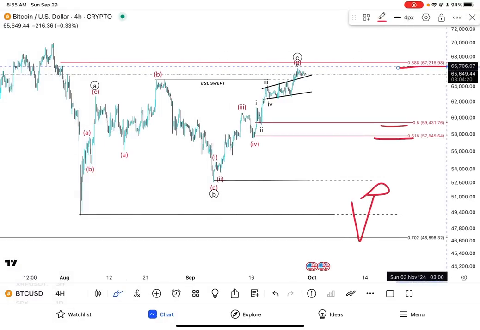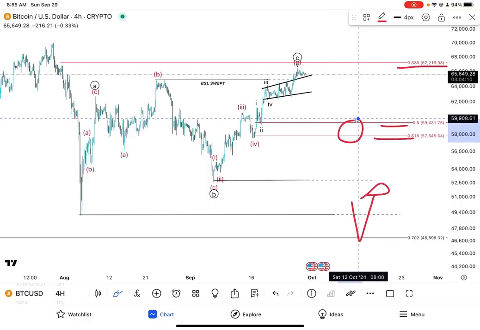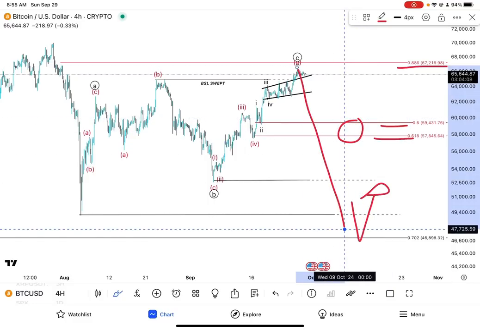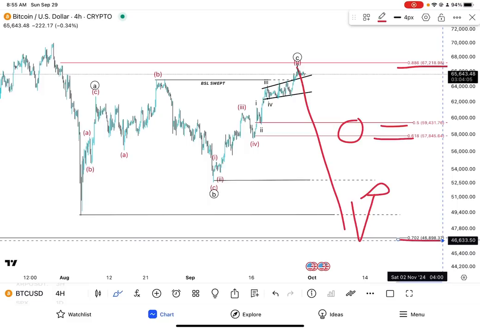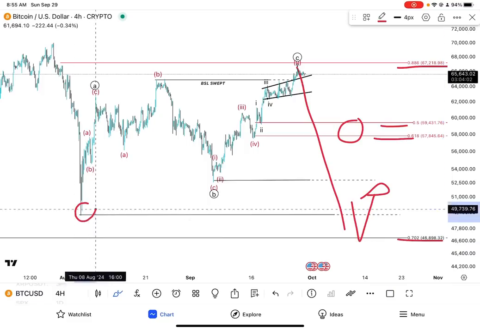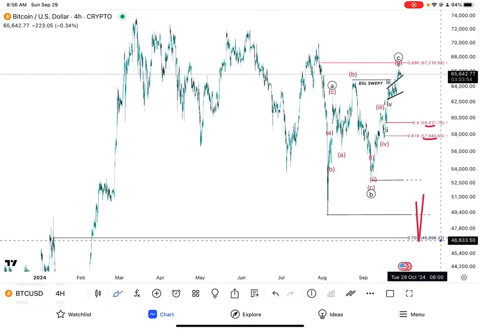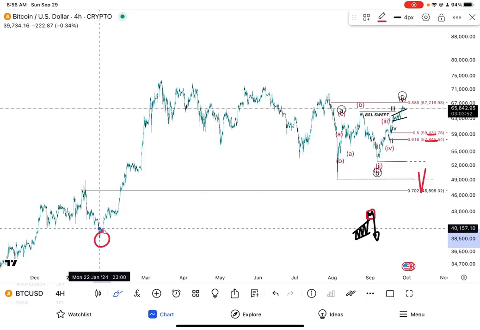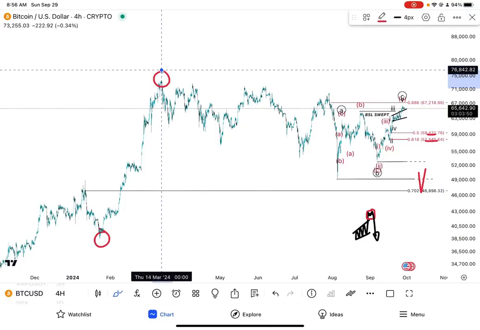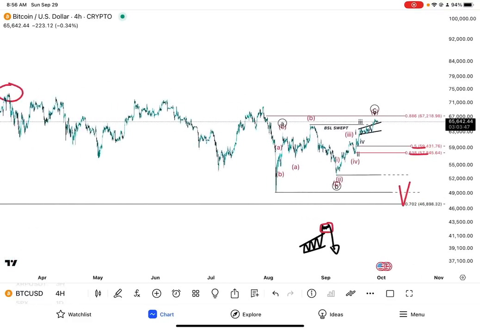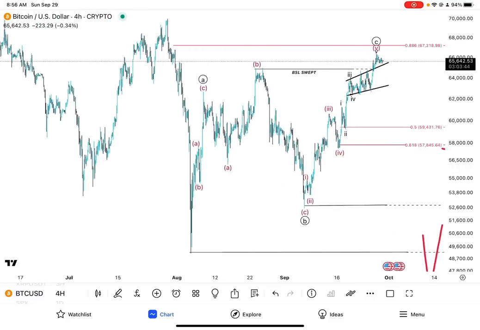So remember, as long as we're below 67,218, then it's likely we're going to come down towards 59,431 and 57,845. As soon as you lose these two levels, then it likely means we're going to come down to meet these lows and sweep the sell side towards the 702 at 46,898, found by taking a fib from our January low up to our March high. So I'm cautiously optimistic here.